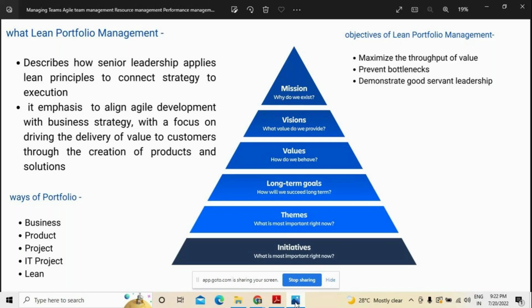When we talk about the ways of portfolio management, as we have discussed even earlier, there is business portfolio management, which majorly focuses on the business goal, vision, all that. Product portfolio management completely focuses on the particular product. What are we going to develop based upon the demand? That all comes under product portfolio.